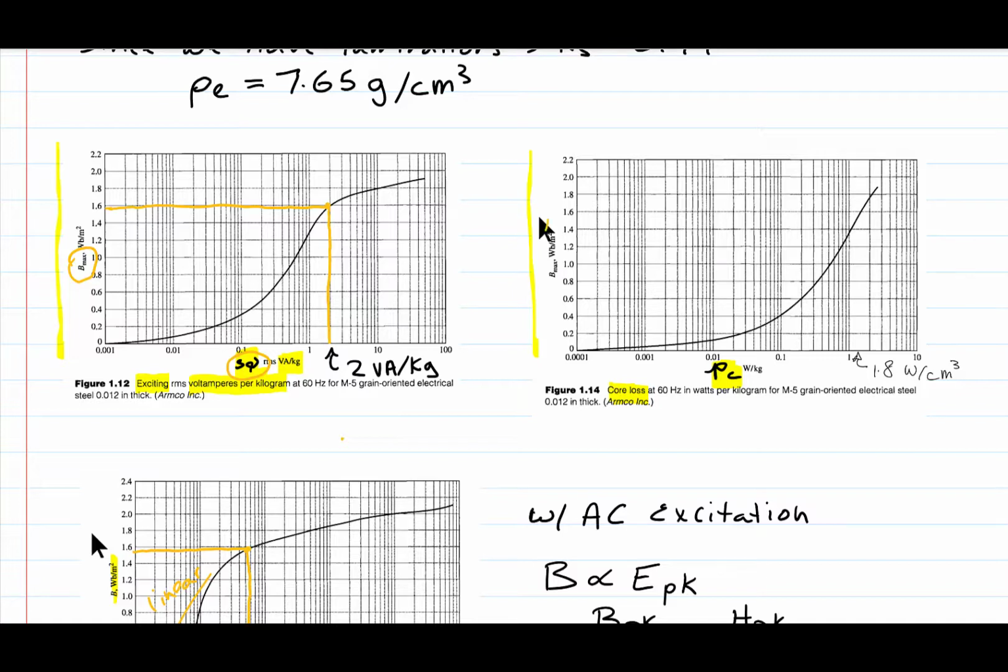Next, let's look at the core loss. We find our flux density, 1.59, draw a line, we hit this curve, come down here to the x-axis, and we've got 1.8 watts per kilogram.